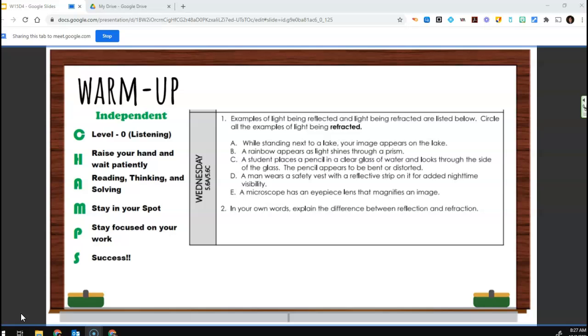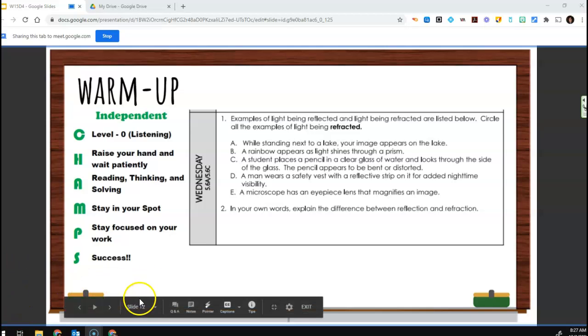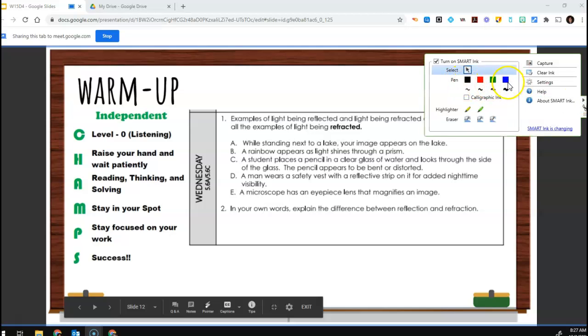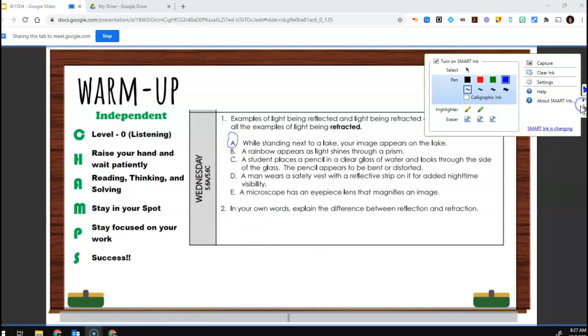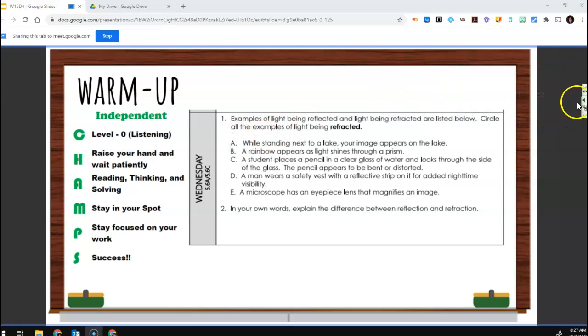So, thumbs up A, while standing next to a lake, your image appears on the lake. Is that refracted thumbs up? Reflected thumbs down? You are correct. It is reflected. I don't know if it'll let me circle. Let's see what this does. Oh, wait. Nope. I'm not supposed to circle that one. Just kidding. That's an X, isn't it? There we go. All right.